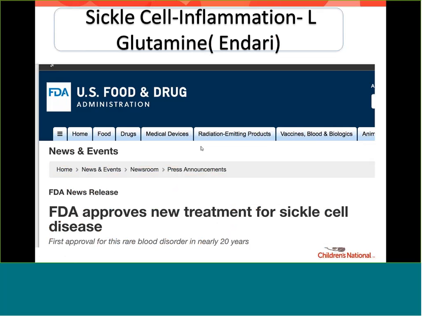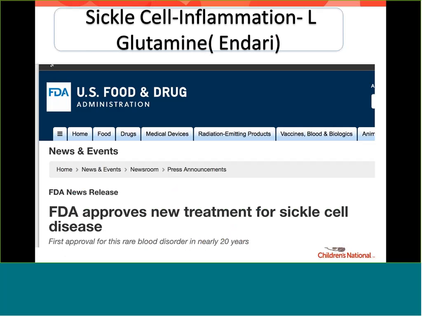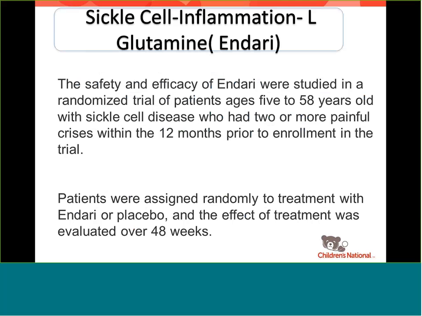We're waiting for the phase 3 study to be published very soon. But I just want to mention that this was FDA approved a month ago for children and adults with sickle cell disease. This is an amino acid that decreases the oxidant damage from any chronic inflammation. It's an anti-inflammatory, so it decreases the oxidant radicals and inflammation that you see with any chronic inflammatory process. So they use it.